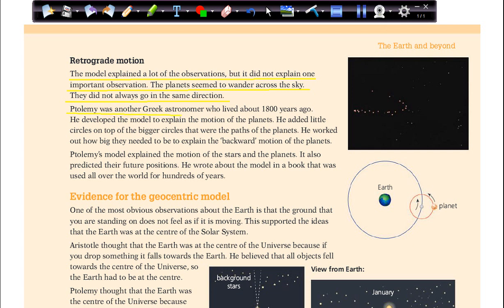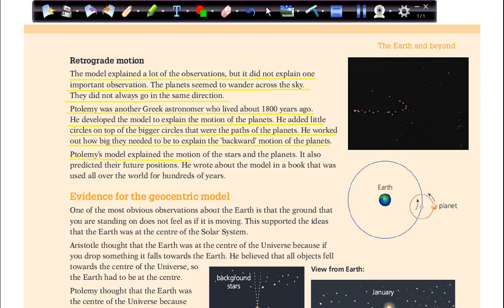Ptolemy was another Greek astronomer who lived about 1,800 years ago. He developed a model to explain the motion of the planets. He added little circles on top of the big circles that were the paths of the planets. He worked out how big they needed to be to explain the backward motion of the planets. So we said that these planets are not moving in the same direction. So he took small circles and put them on the circles that represented the paths of the planets, and he worked out the backwards motion of these planets.